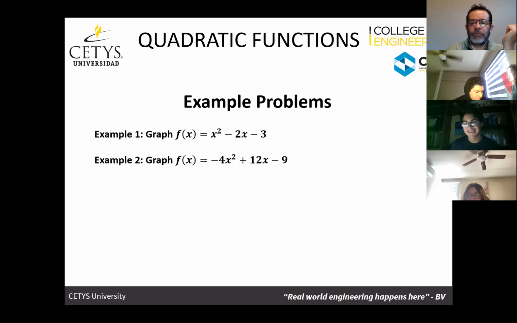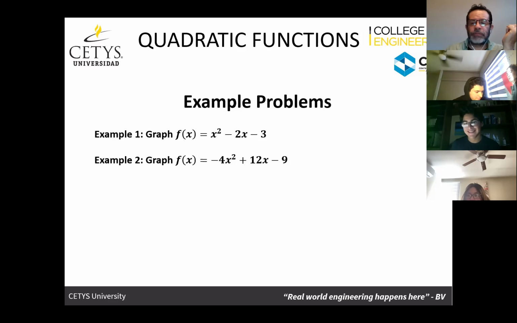Let's look at these two examples. Let's try to do the first one. So let me clear this. Let's assume now that we've got the following function, f of x equals x squared minus 2x minus 3.